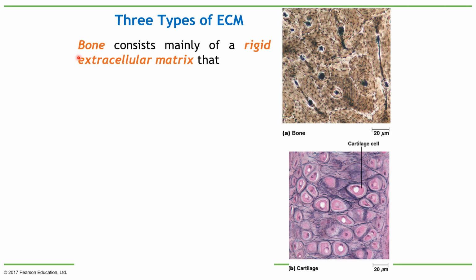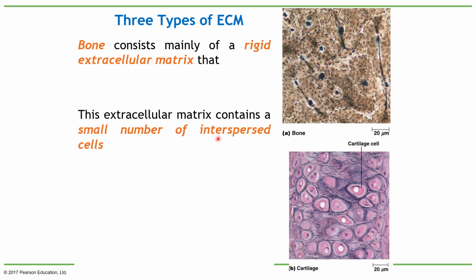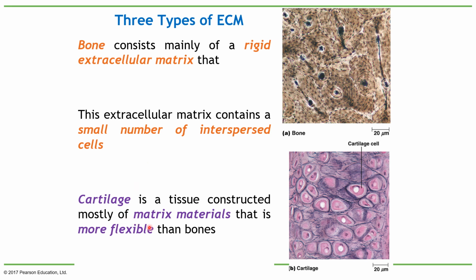But the idea is that, as I said before, from a very general perspective, in the bones the extracellular matrix will be more rigid. Why? Because the extracellular matrix contains a small number of interspaced cells, so the cells will be closer together. On the other hand, the cartilage will be constructed in a different way, so the extracellular matrix materials will be more flexible than the bones. Again, there is no need for you to memorize any of those components. I just wanted to tell you the extracellular matrix is important, and it changes between tissues.